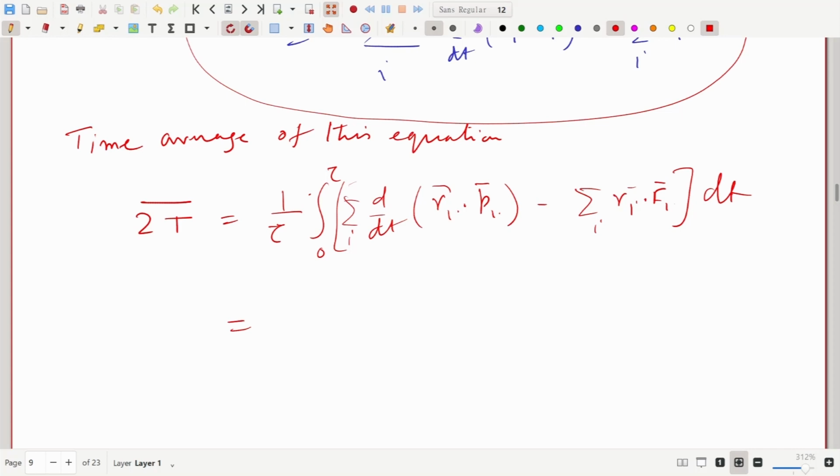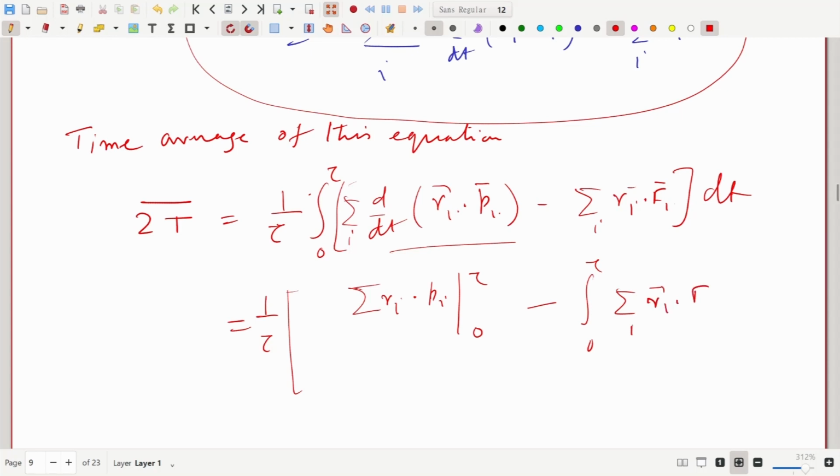Now, we will calculate this integration. For the first part, we can explicitly calculate the integration because it is a total time derivative that is integrated over. So, let me write 1 over tau, and the first part will have a sum over i of ri dot pi, calculated from 0 to tau, minus the integration from 0 to tau of the sum over i of ri dot Fi dt, and 1 over tau is outside.